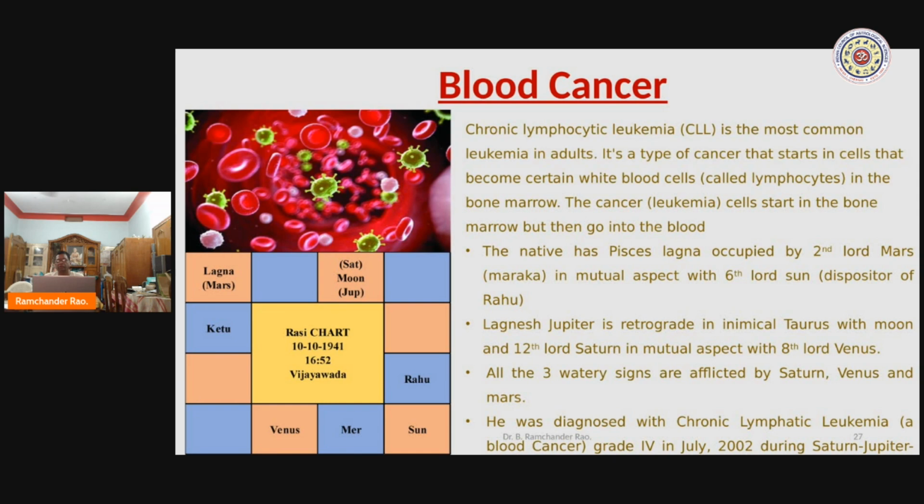He was diagnosed with chronic lymphatic leukemia, a blood cancer, grade 4, in July 2002 during Saturn Jupiter Saturn. Till February 2013 he was fighting the cancer, and in the Dasa of Mars, Mercury, Mars, Jupiter, the native died. Because of this blood cancer, he died.